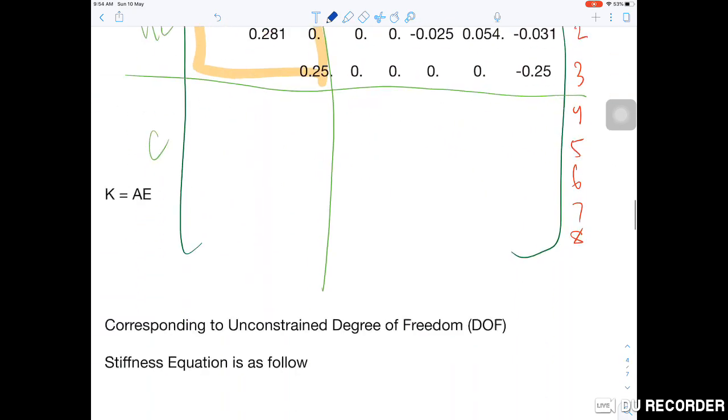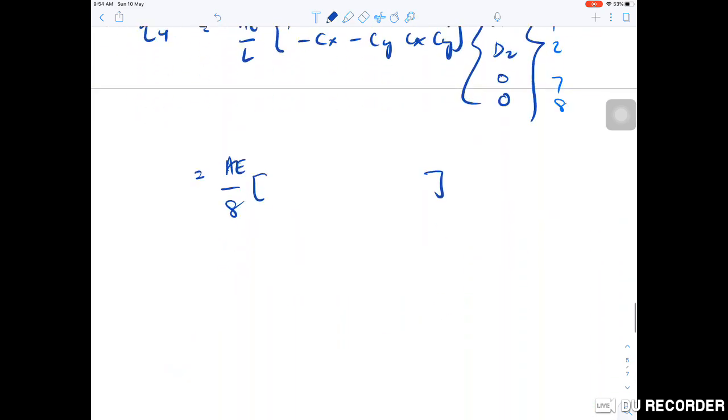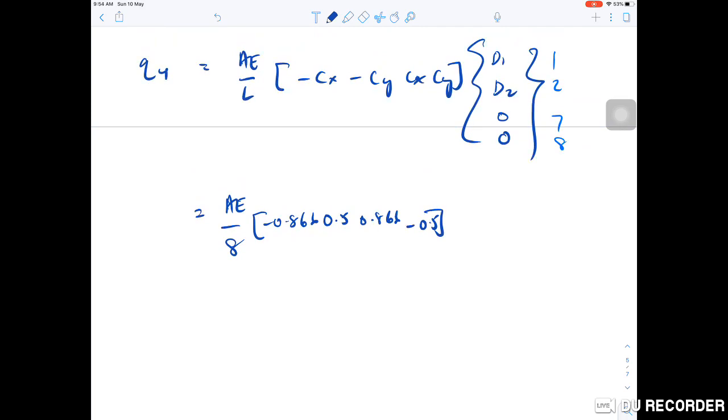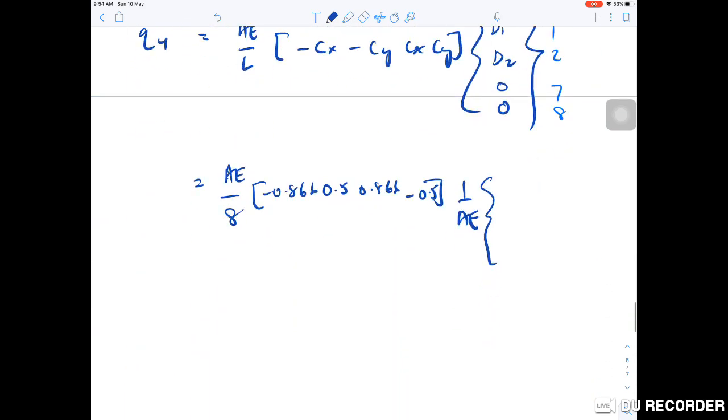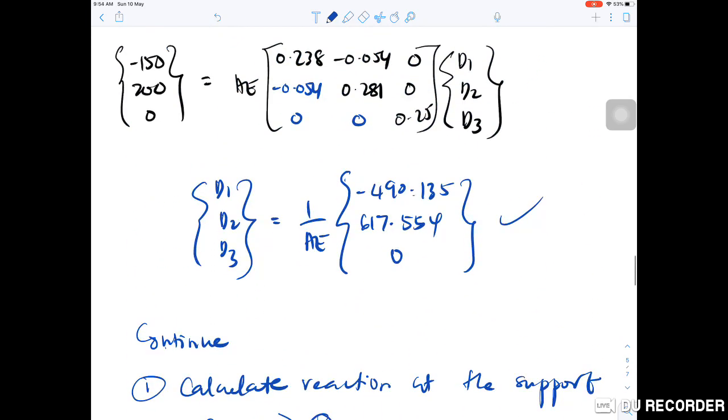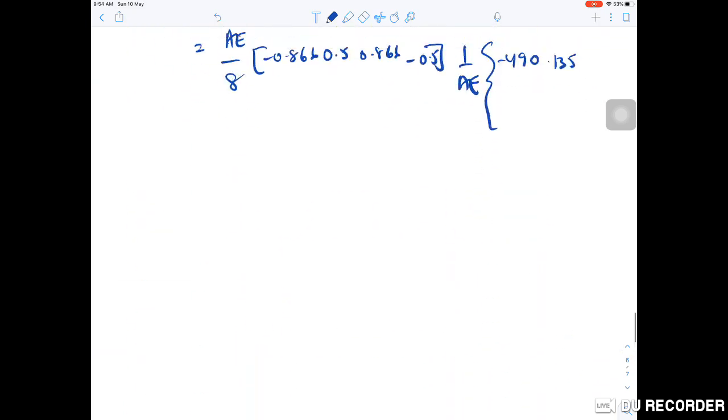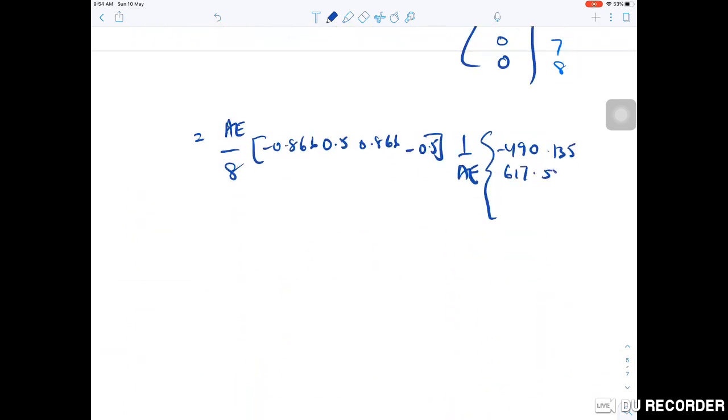0.866 and 0.5. Negative 0.866 and positive 0.5. CX 0.866, CY negative 0.5. Okay, times 1 over AE, and it is 490,135. 490,135. 617,554. 617,554.